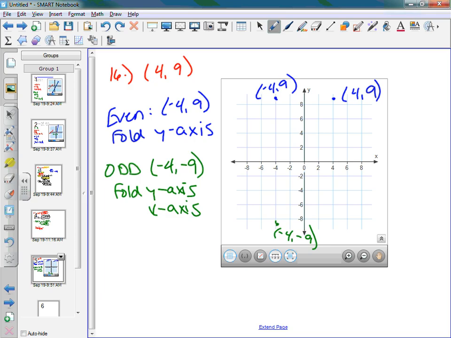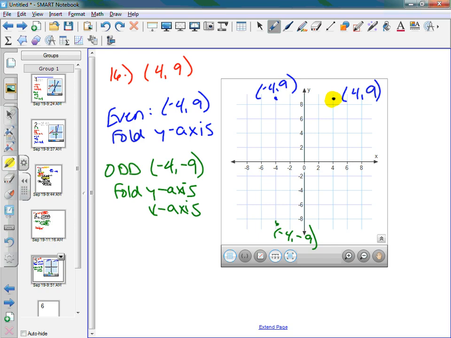Are we all good on the back side of the worksheet from Friday? Any questions on the back side? For 16, even you're going to put -4, 9. For odd, you're going to put -4, -9. Caitlin, are you good? You don't understand?